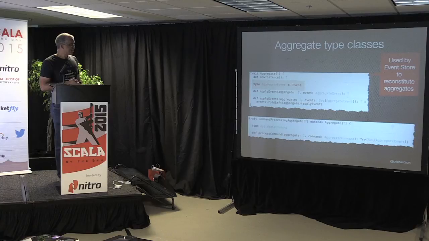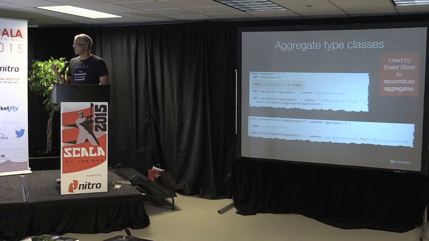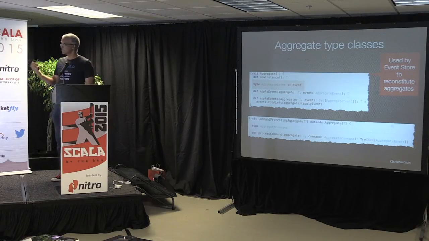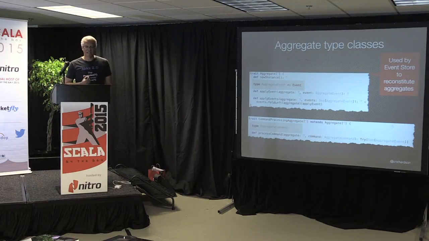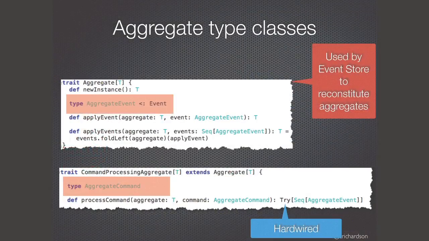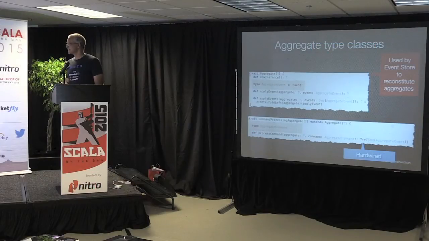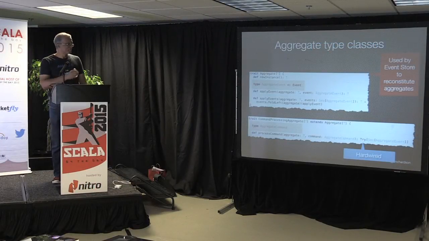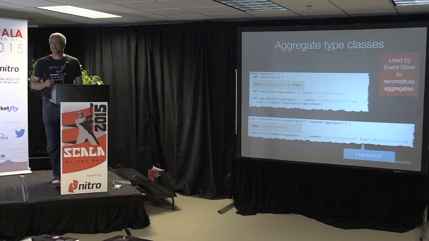And then there's the command processing type class that represents the concept of processing commands, and that's got an abstract type member representing the type of the command. And unlike the Haskell version, I've hardwired in a Try, so I just didn't want to go down the route of adding complexity of making that extensible. But yeah, that would be a pull request if anyone's interested.